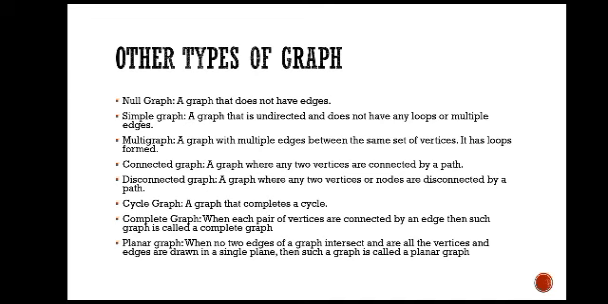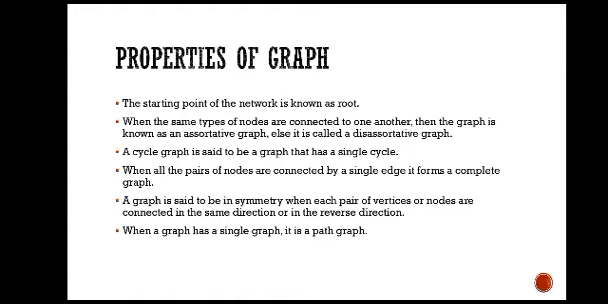Now, properties of a graph. The starting point of the network is known as the root. When the same type of nodes are connected to one another, then the graph is known as an assortative graph. Else it is called a disassortative graph. A cycle graph is said to be a graph that has a single cycle. When all the pairs of nodes are connected by a single edge, it forms a complete graph.